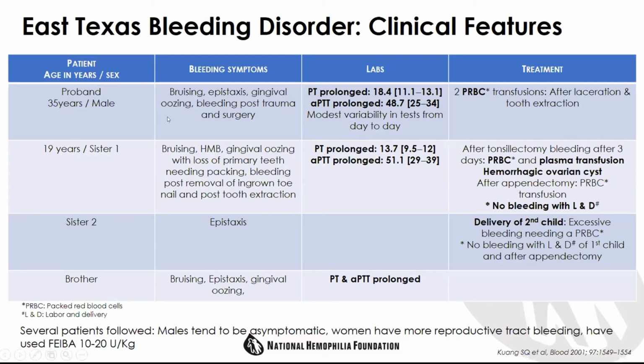And there can be easy bruising, nosebleeds, gingival oozing, that is gum bleeding. Females can have heavy menstrual bleeding. There can be ruptured ovarian cysts. There could be blood in the ovarian cysts, called hemorrhagic ovarian cysts. There could be bleeding after delivery, though not in all cases. You could have a pregnancy which goes well without any bleeding, and there are others who have bleeding. So there is a variable bleeding phenotype seen.